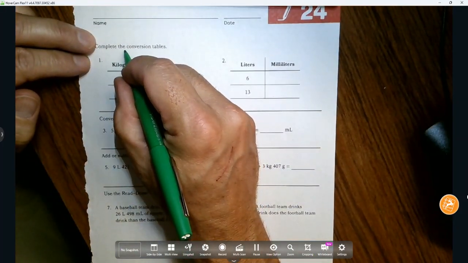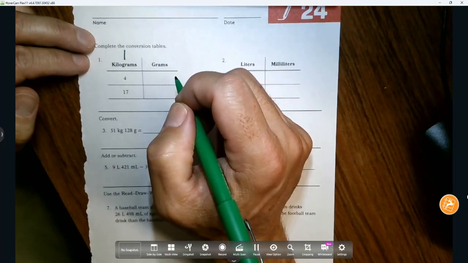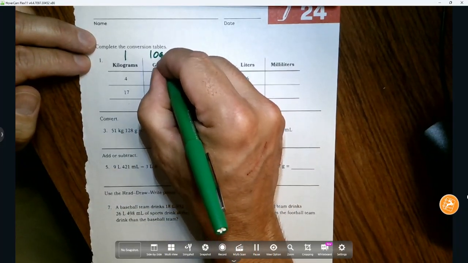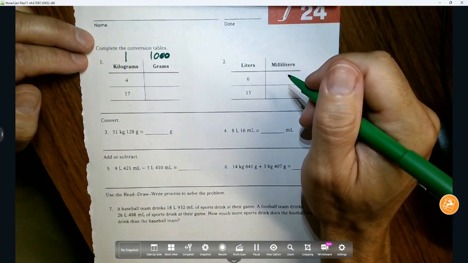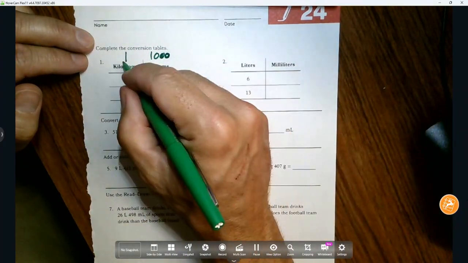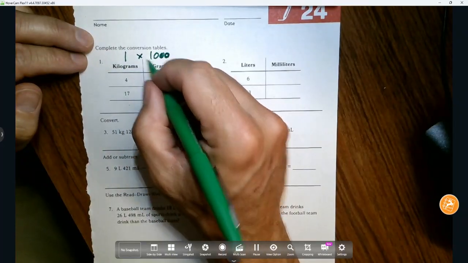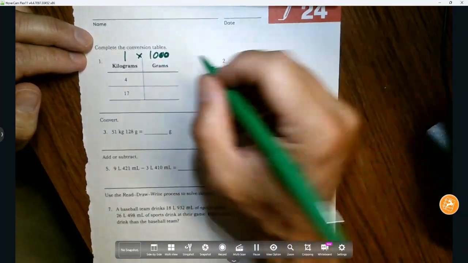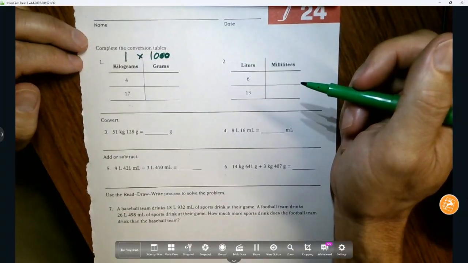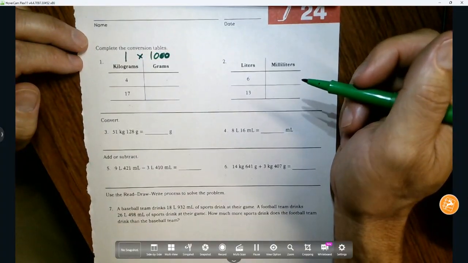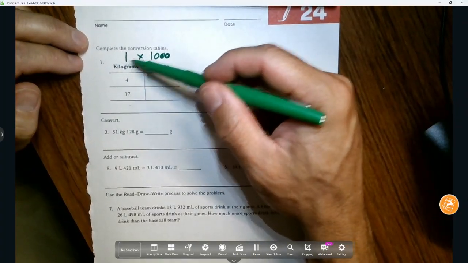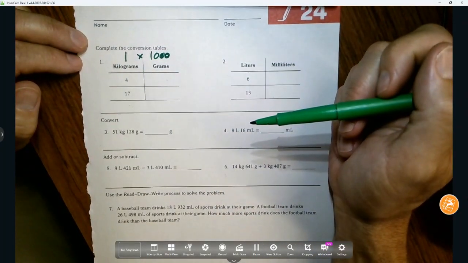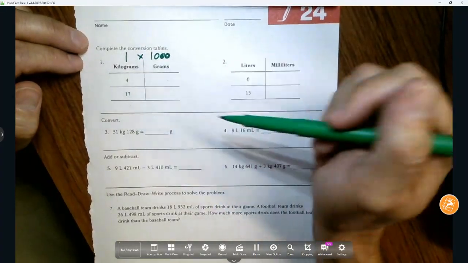So every 1 kilogram is equal to 1,000 grams. So 1 times 1,000 would tell me how many grams are in 1 kilogram. You can do that same formula here. Just swap out the 1 for whichever number is in the kilograms category.